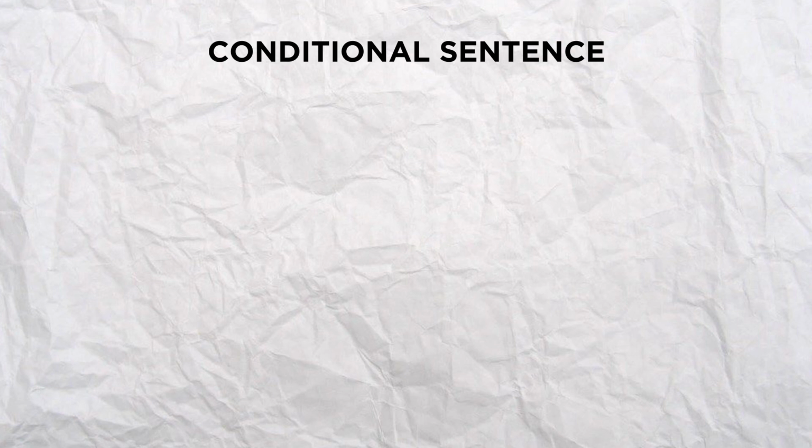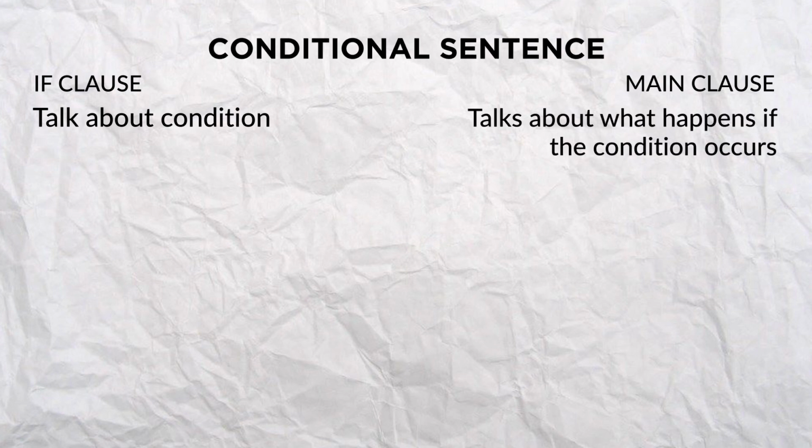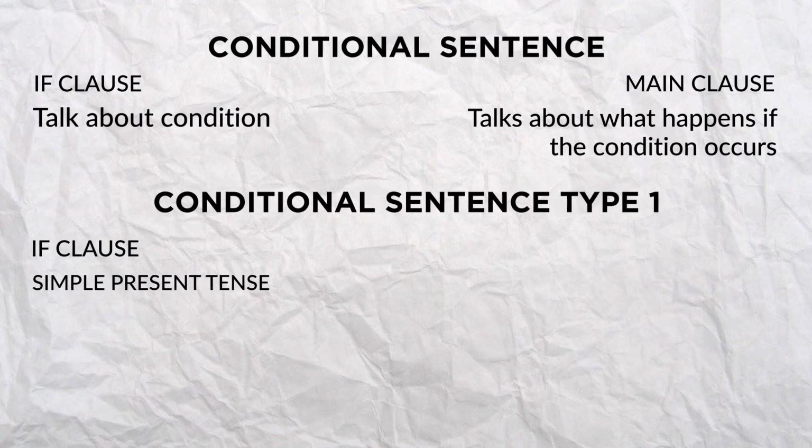Conditional sentences is an English sentence pattern which tells the condition and the result. Conditional sentence consists of two clauses, one as a condition called if clause and the other one as the result called main clause. The if clause is dependent and the main clause is independent. The if clause talks about the condition and the result clause or main clause talks about what happens if the condition occurs. The if clause is in the simple present tense while the result clause is in the simple future tense.